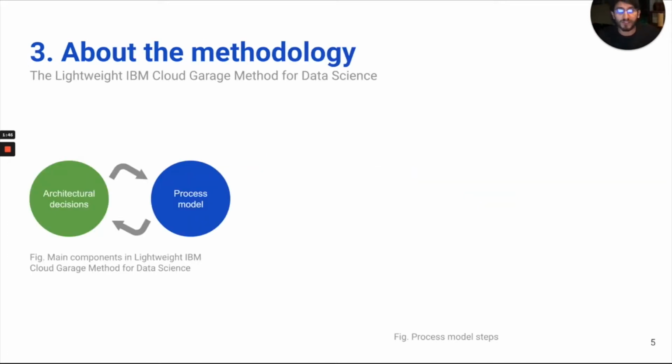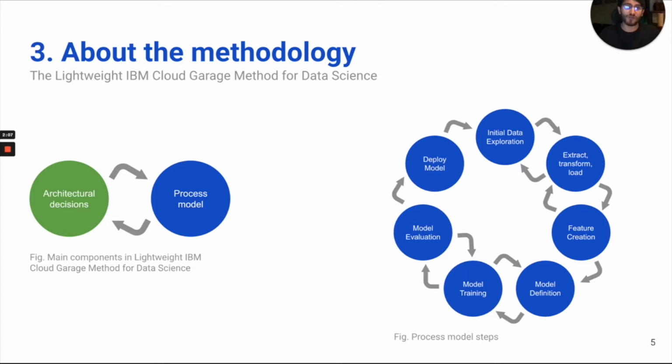Regarding the methodology, I used the lightweight IBM Cloud Garage method for data science, which in brief consists of two main components, which are the architectural decisions and the process model. In the architectural decisions, one should decide, for example, the data integration technologies and tools and the data sources, etc. And in the process model, one should follow these steps that you can see on the right side to achieve consistency and to end up having a good quality data product.